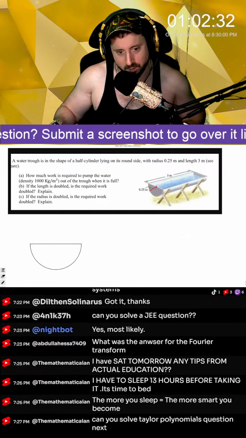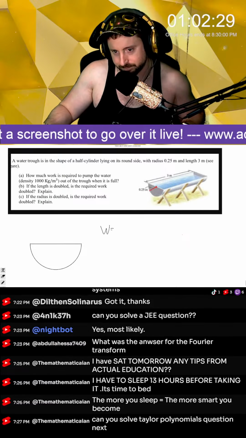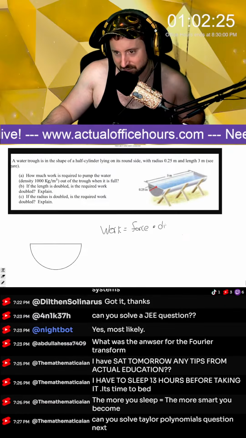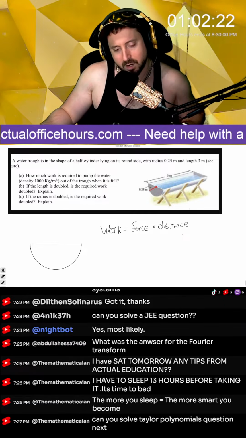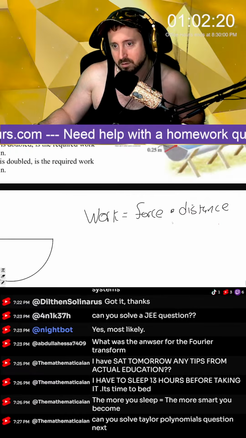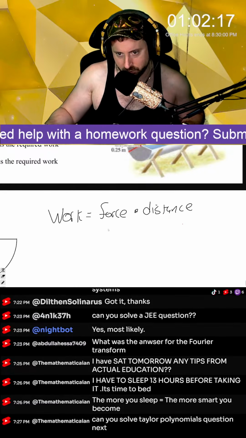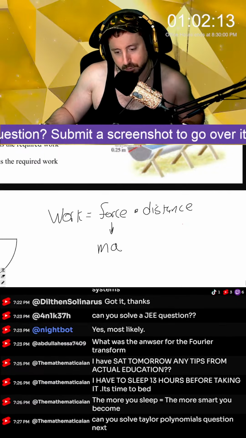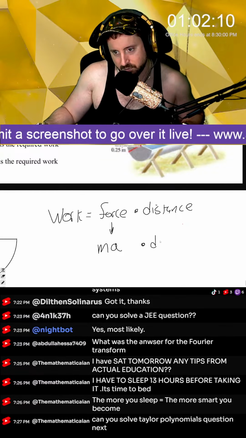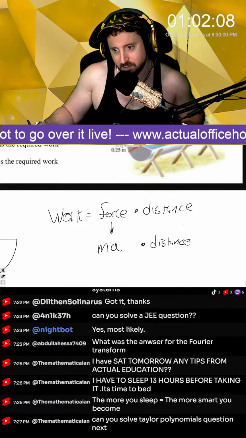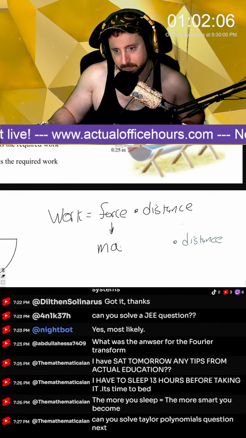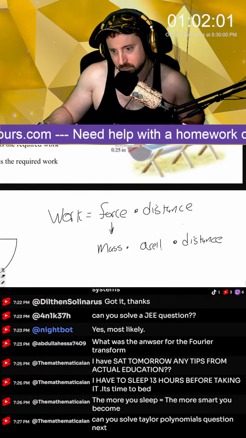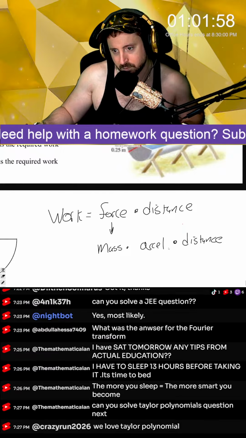Work. Here's the key thing for work. Work in physics is equal to force times distance. And force is usually equal to the mass times the acceleration of an object, times the distance. I'm going to show you where it all comes from. So mass times acceleration. I spelled acceleration wrong.